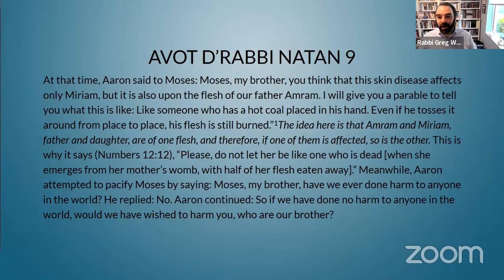The idea here is that Amram and Miriam, father and daughter, are of one flesh. And therefore, even if Miriam is afflicted, so is the other. This is why it says in Numbers 12:12, please do not let her be like one who is dead when she emerges from her mother's womb, half of her flesh eaten away. Meanwhile, Aaron attempted to pacify Moses by saying, Moses, my brother, have we ever done harm to anyone in the world? He replied, no. Aaron continued, so what if we have done no harm to anyone in the world? Would we have wished harm upon you, you who are our brother?